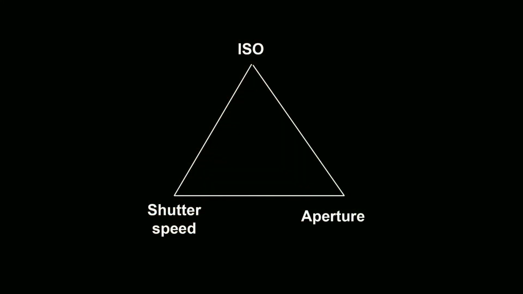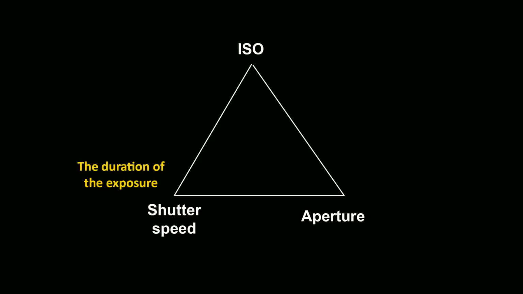So, ISO, what's it all about? Of the three settings in the exposure triangle, that is the combination of settings we use to control exposure, ISO is probably the hardest one to explain. That's because it has to do with an electronic function in the camera and not a physical change in the light. Let's do a quick recap on the other settings.